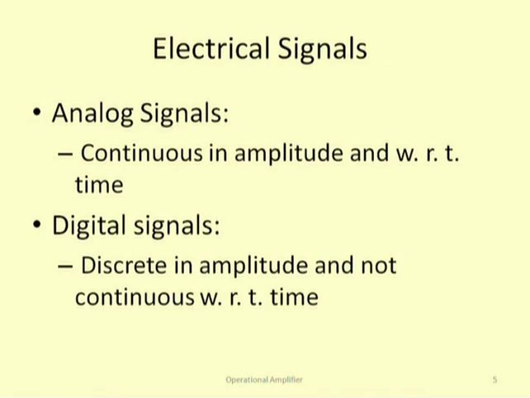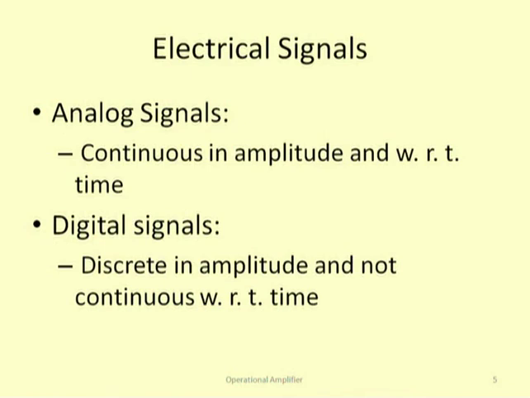If you look at analog signals, they are continuous in amplitude. They are continuous with respect to time. For example, if we measure the temperature in this room at different time points, then this temperature can take n number of values. At each and every time point, there will be one value of the temperature. And there are infinite values possible for the temperature within a particular range. So this temperature signal could be called an analog signal.